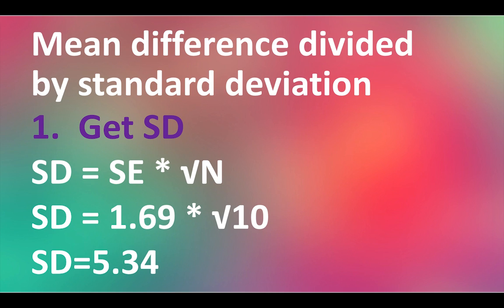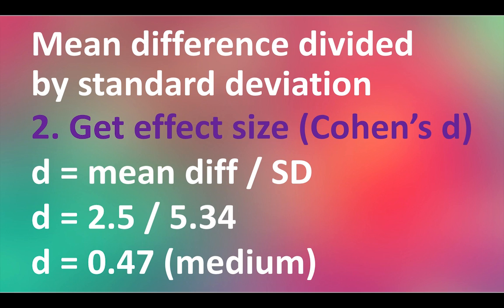So this is going to be a two-step process. First, let's get the standard deviation. The formula for the standard deviation is the standard error times the square root of n, or the number of people in the study. The standard error was 1.69. I saw that on the output. I'm going to times it by the square root of 10. I'm getting a value of 5.34.